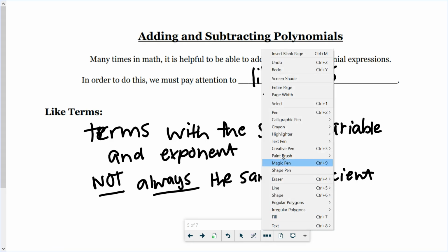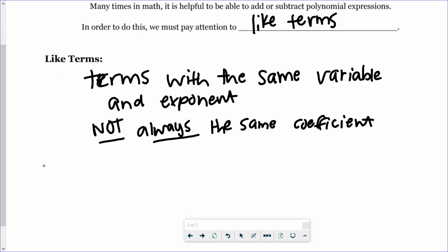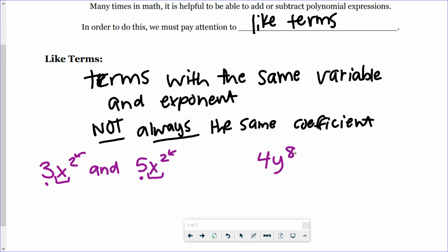So some examples for you of some like terms would be something like 3x squared and 5x squared. Different coefficients, same variable, same exponent. Okay. Another example would be 4y to the 8th and 7y to the 8th.